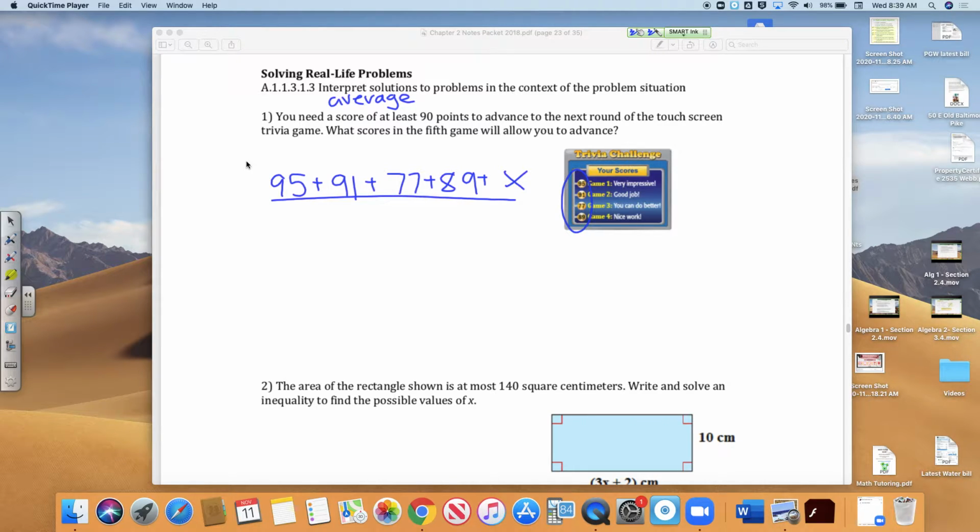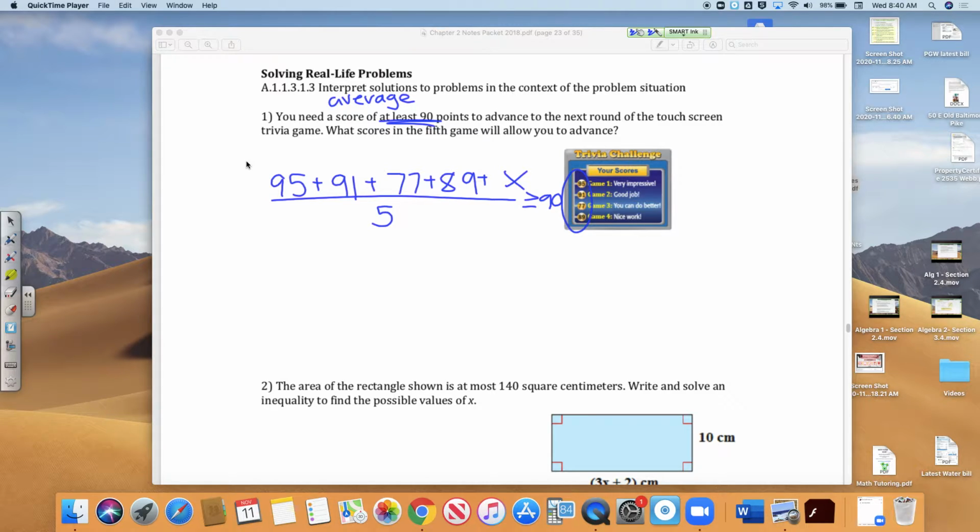To find the average, you add up all of the scores and you divide by how many there are: 1, 2, 3, 4, 5. And in order to advance to the next level, the average must be at least 90 points. So I could create an inequality by taking this average, which represents at least 90 points, and saying it would be greater than or equal to 90, like that.